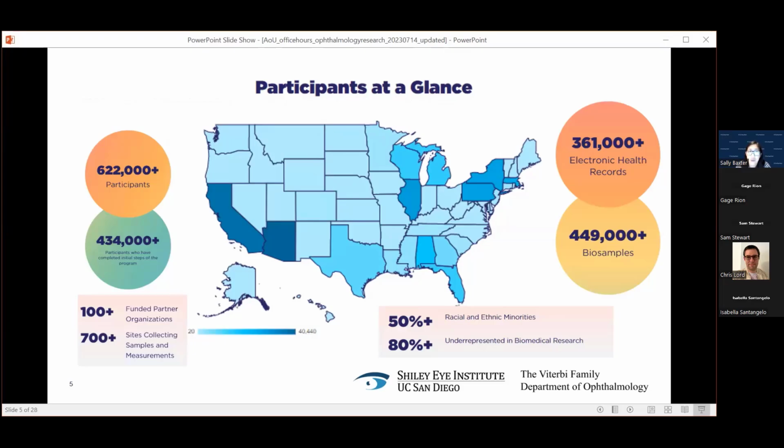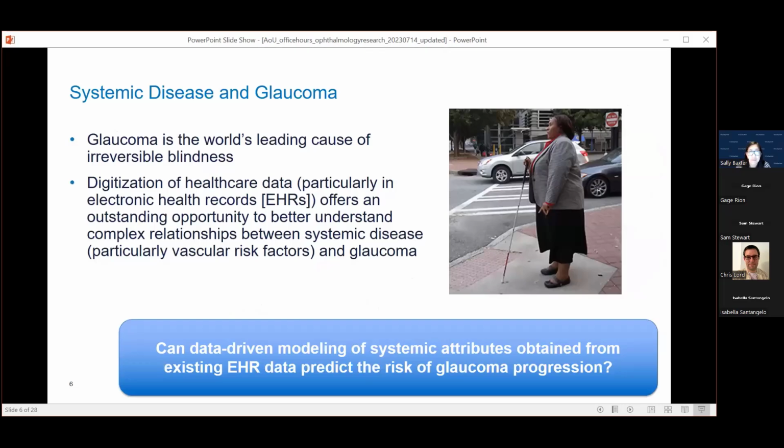And from then, which was back in 2018, 2019 timeframe till now, the growth has been very impressive. And I think of note the fact that over half of the enrolled participants are from racial ethnic minority populations, and also over 80% underrepresented in biomedical research. If you use a broader definition of diversity, it really, again, just highlights the success of the program and really reaching out to communities who might not have been well represented in research previously.